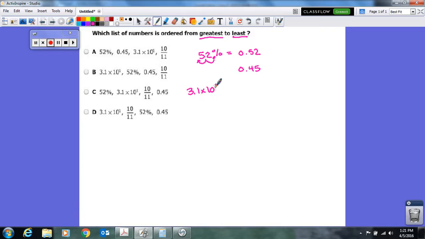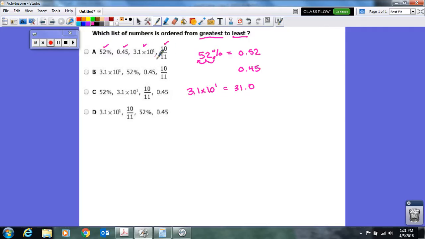Well, 10 to the first power is 10, right? 10 squared would be 10 times 10, or 100. 10 cubed, or 10 to the third power, would be 10 times 10 times 10, or 1,000. But 10 to the first power is just a single 10. So all we have to do to figure out what this is as a decimal is multiply 3.1 times 10. And 3.1 times 10 is 31. If I want to write it as a decimal, I can go ahead and put 31.0, if that makes me a little happier. So I've taken care of my percent, my decimal, my scientific notation.